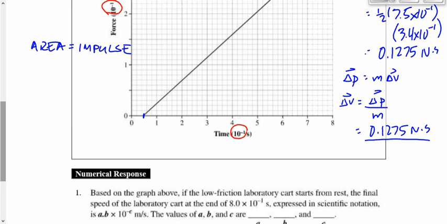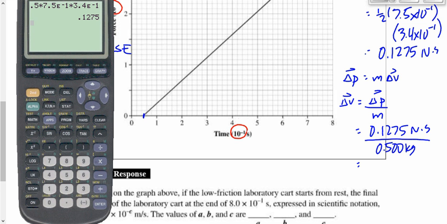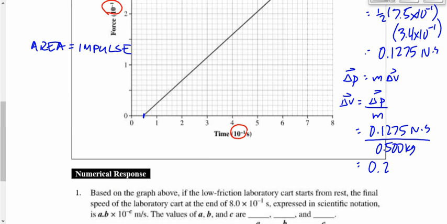I think it was 0.5 kilograms, didn't it say? 0.500 kilograms. We divide those two numbers, and I end up getting 0.255. Now, really, that's the change in velocity, not the final. But if the initial was 0 and it changes by 0.255, then what's the final? 0.255. It's the same thing, right? If the initial is 0.